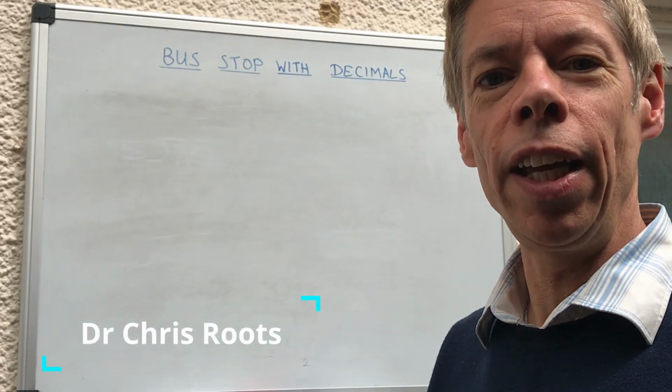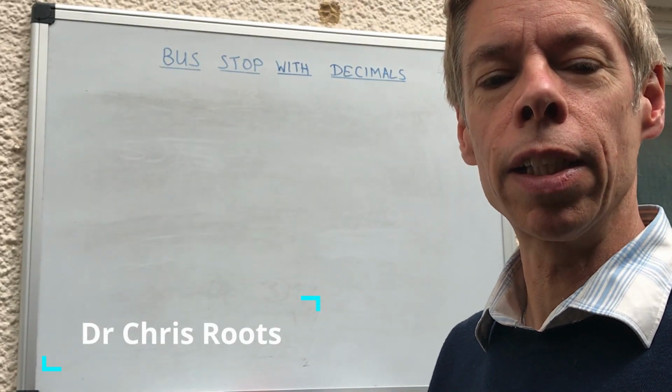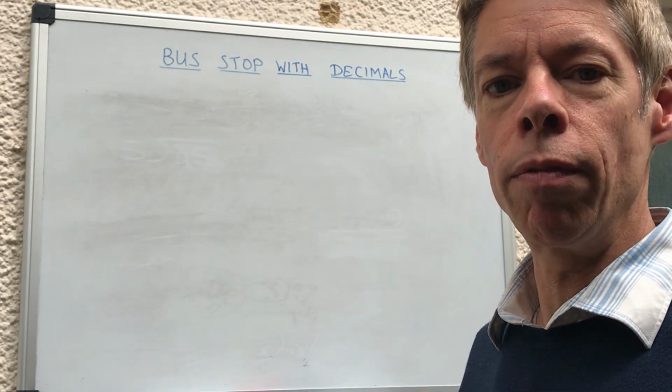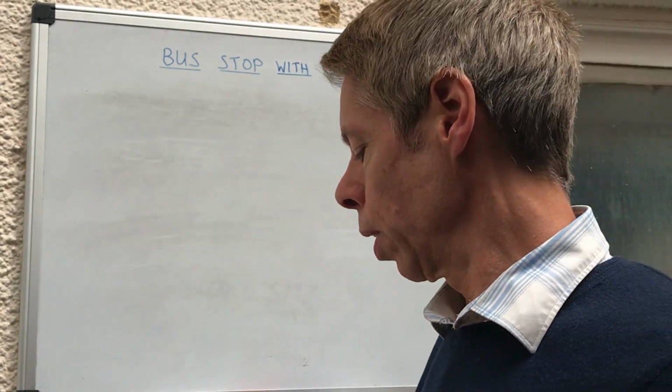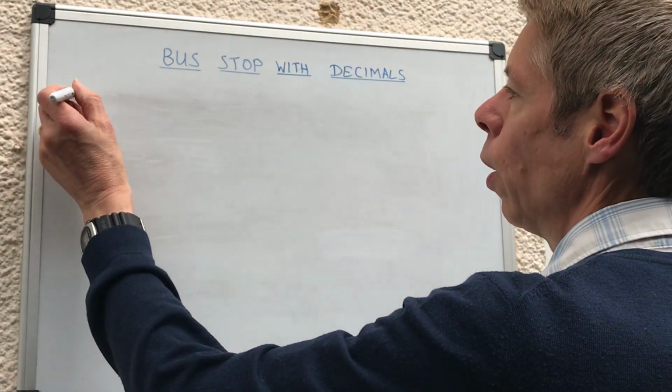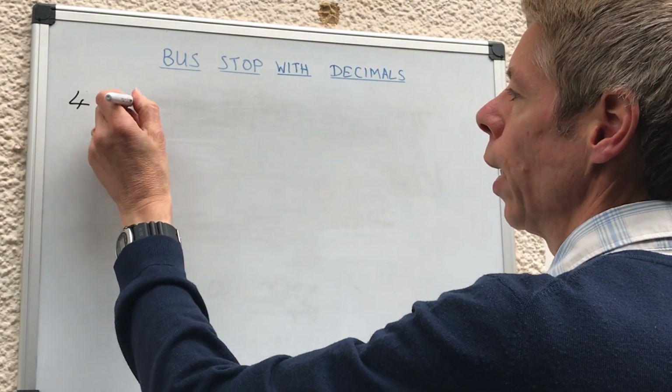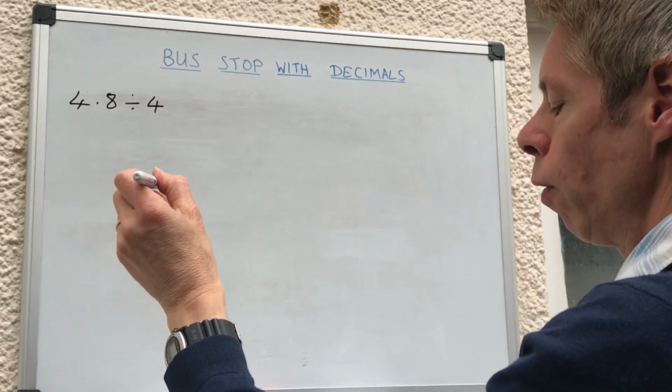Hello everyone, in this video we're going to be looking at bus stop division when we're dividing decimals. So bus stop division with decimals. So dividing decimals by whole numbers. So for example 4.8 divided by 4.